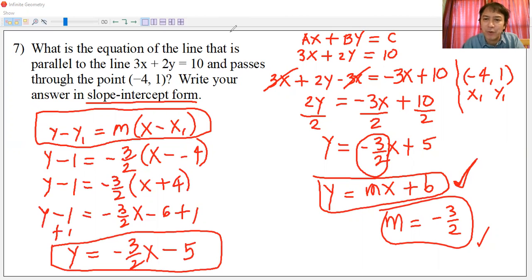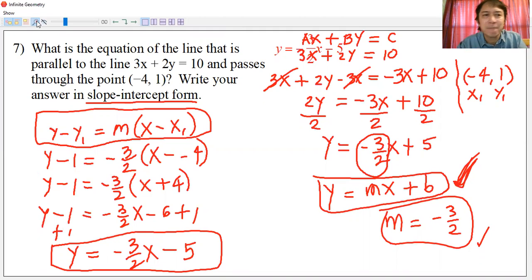And it takes this form already, the slope-intercept form. You can see the format. y equals a number times x plus another number. That negative 5 means plus negative 5. So that is reducible to just minus 5. So that should be our answer, and let's find out.